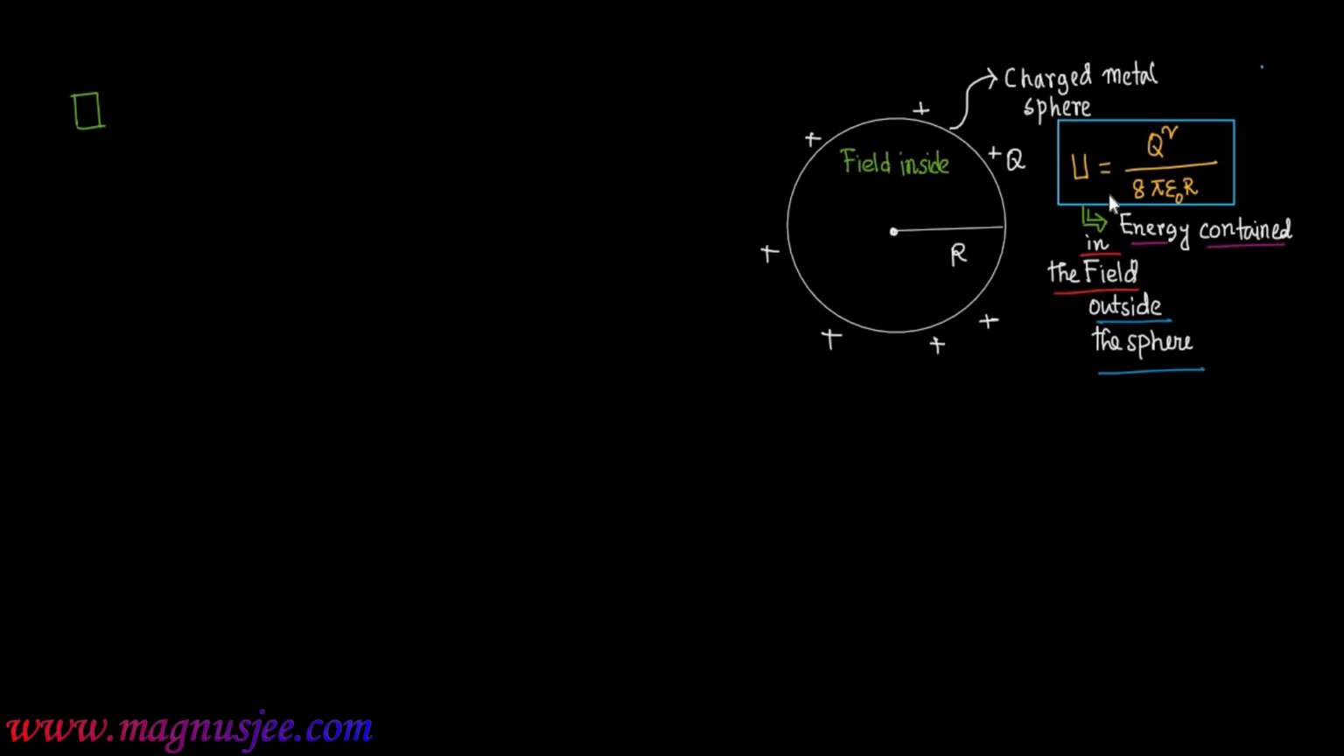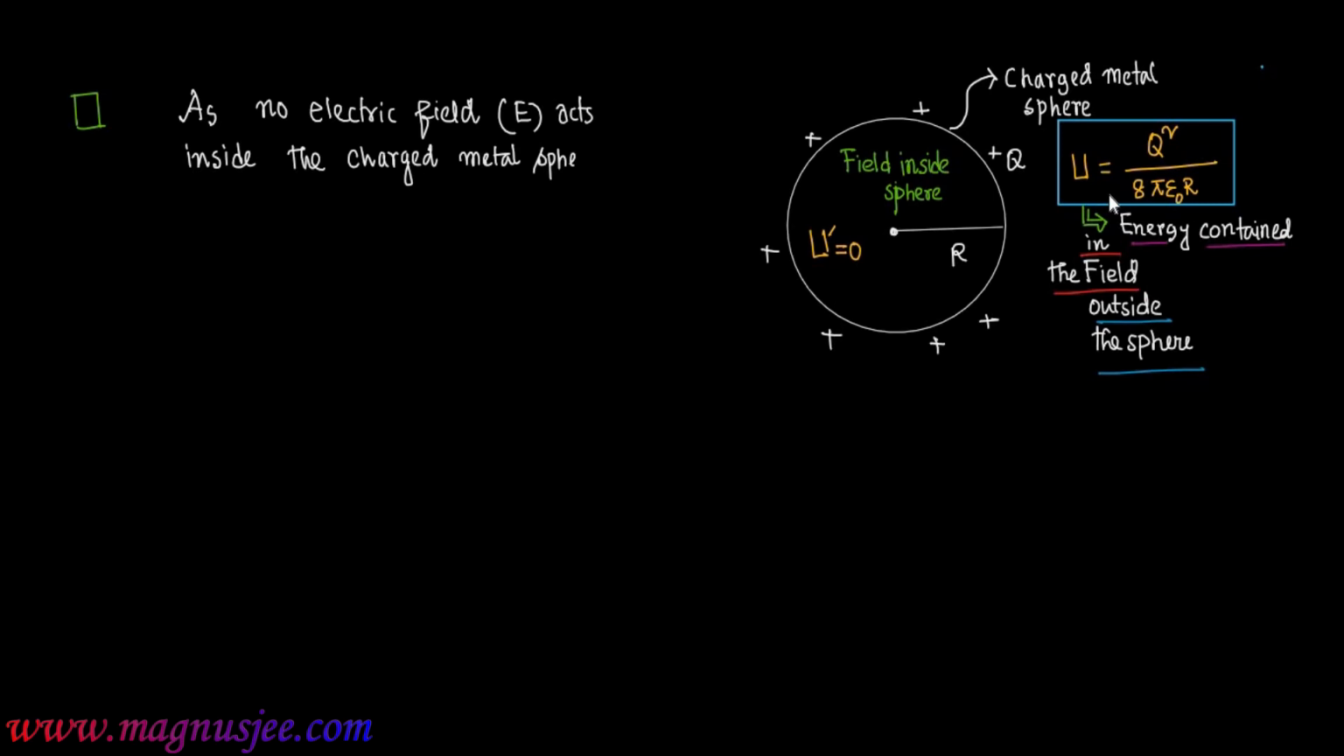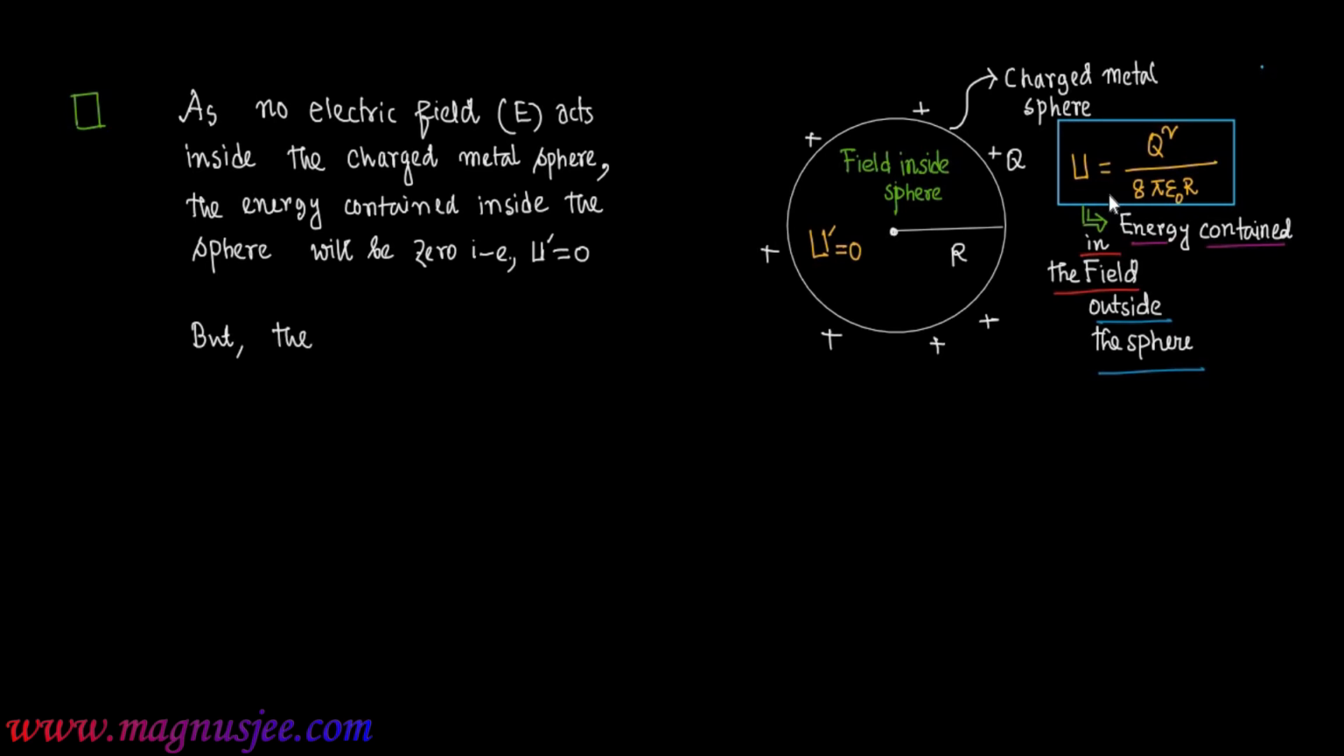Now, the field inside the charged metal sphere. The energy contained in the field inside the sphere is U prime, which is equal to 0, as no electric field E acts inside the charged metal sphere. The energy contained inside the charged metal sphere will be 0, that is, U prime equal to 0.